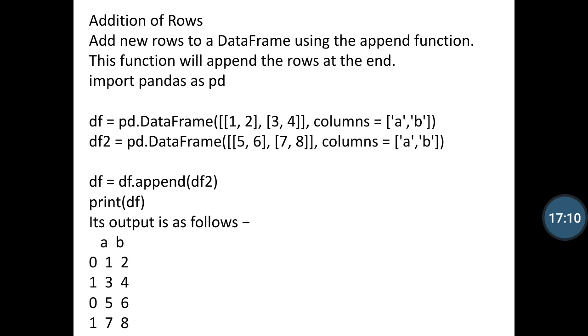After executing the code, you can notice that the values put in df2 are added to df. You can notice 0, 1, 0, 1 is the index number, and the output rows are 1, 2, then 3, 4, and 5, 6 and 7, 8, as defined. So it appends the values in a single data frame df.